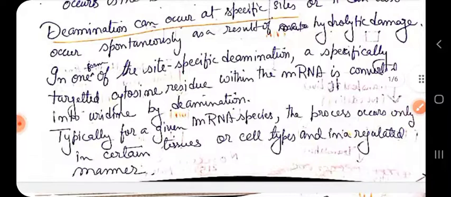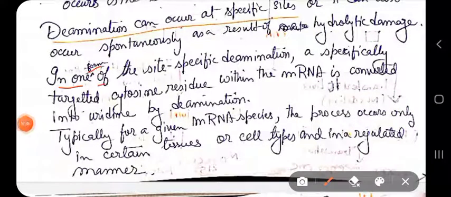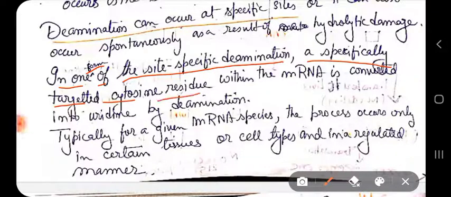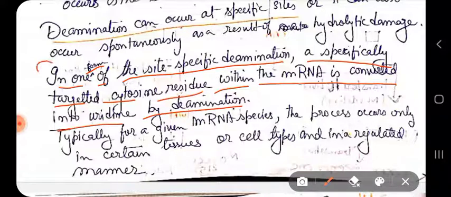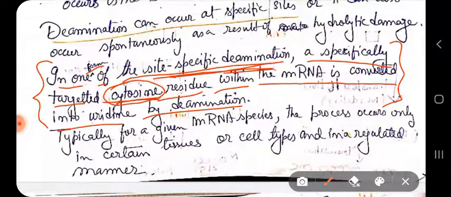In one form of site specific deamination, a specifically targeted cytosine residue within the mRNA is converted into uridine by deamination. That means at a particular site deamination will be carried out, on a specifically targeted cytosine residue. That cytosine residue is deaminated to form uracil, so cytosine will be converted into uracil with the help of the enzyme cytosine deaminase.